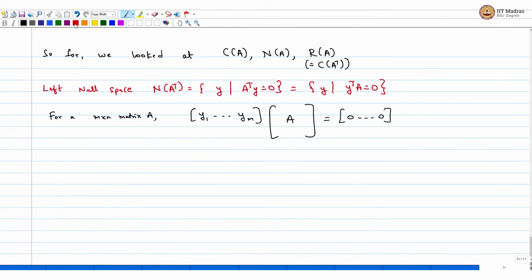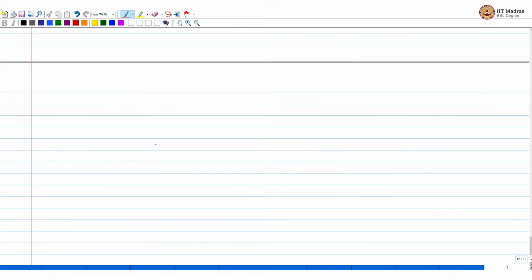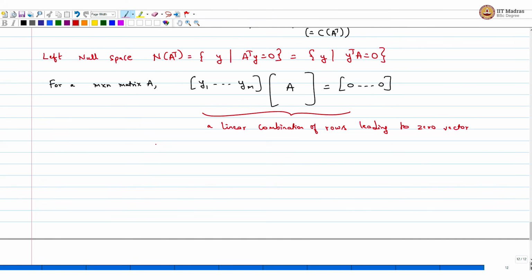So this is like saying a linear combination of rows leading to 0. Okay, so that's the left null space. I'll probably look at another example again to illustrate these 4 subspaces. Yeah, please pause and go back and look at the definitions carefully if you are encountering this for the first time.